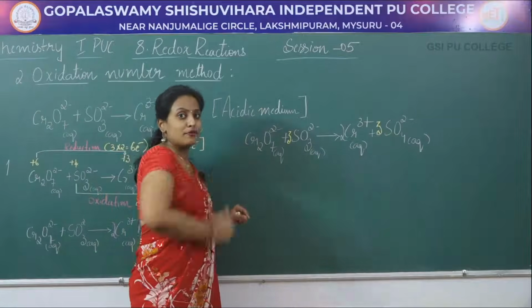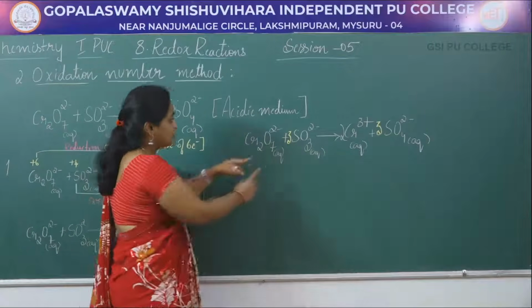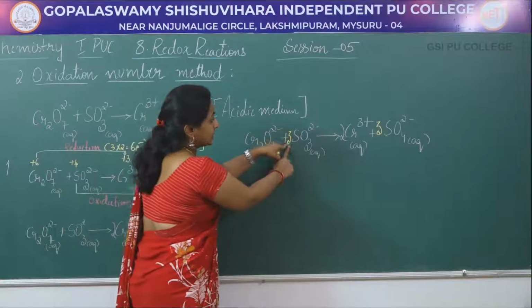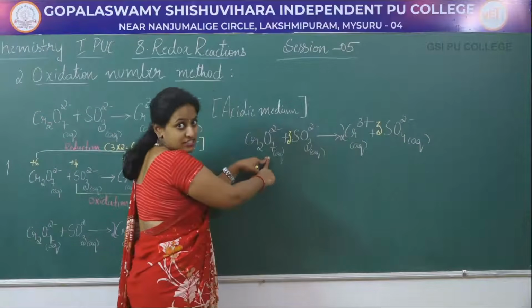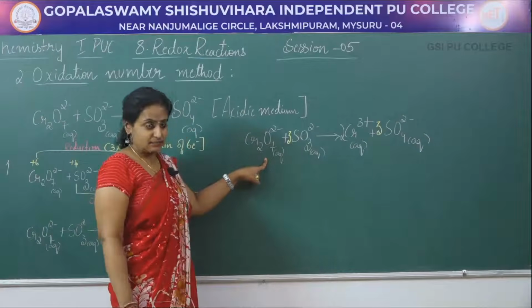Here, how many number of oxygen atoms are present? You can see 7 oxygen, 3 3s are 9. 9 oxygen atoms plus 7 oxygen atoms, 16 oxygen atoms.